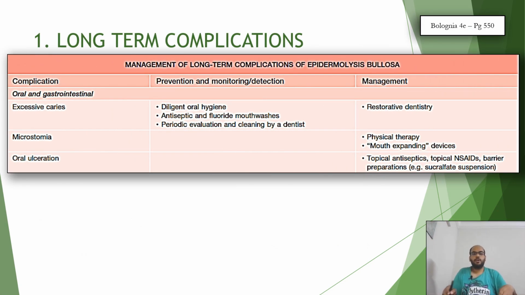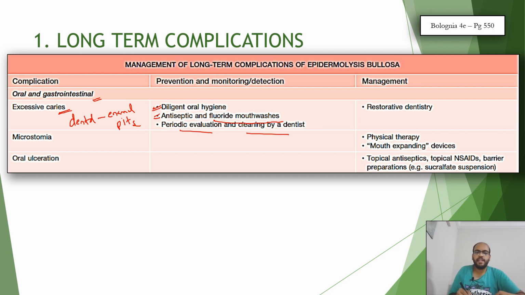So, discussing first the long-term complications. In the oral and GI complications, we have excessive caries. Remember, a lot of EB simplex patients have dental abnormalities in the form of enamel pits or even enamel loss. These pits and loss can lead to caries. Even gum erosions can predispose to caries. For that, you require diligent oral hygiene, antiseptic and fluoride mouthwashes. Fluoride used in a very small concentration every day strengthens the enamel. Periodic evaluation and cleaning by a dentist.